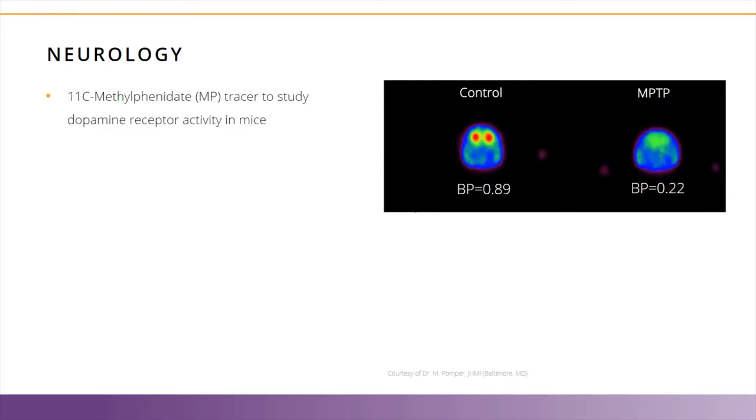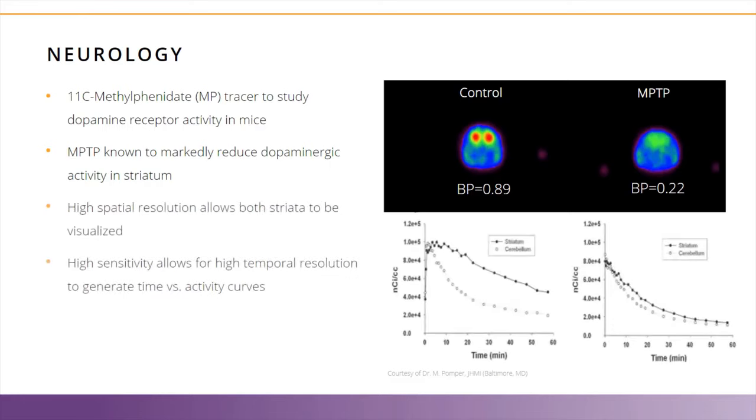In this example, a C11 tracer was used to study dopamine receptor activity in mice. mPTP, or 1-methyl-4-phenyl-1,2,3-tetrahydropyridine, was given and is known to markedly reduce dopaminergic activity in the striatum. Dynamic PET imaging was used to create a time versus intensity curve for the C11 tracer in a control and mPTP injected animal.